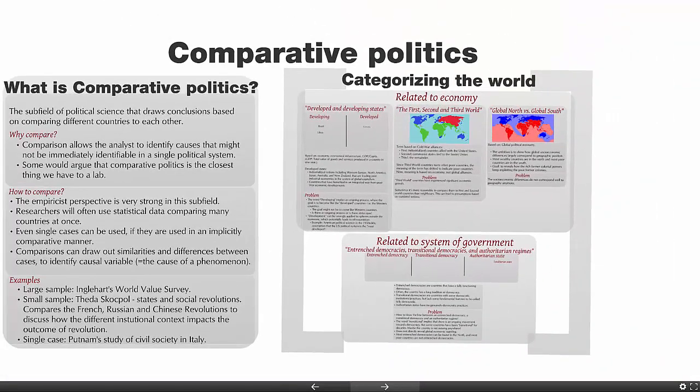So that's an introduction then to comparative politics and some labels that we use to categorize the world, troubled as they might be.